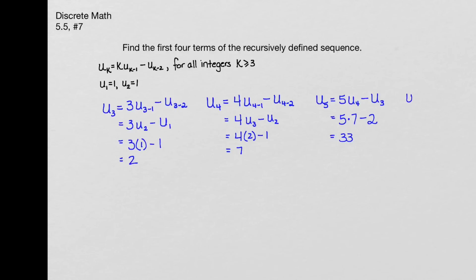and u sub 6 is 6 times u sub 5 minus u sub 4. So that's 6 times 33 minus u sub 4, which was 7, and this equals 191, if I did my arithmetic correctly. Hopefully I did.